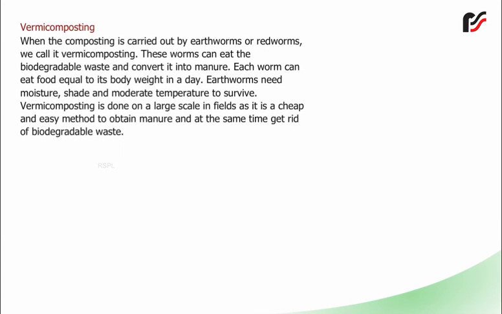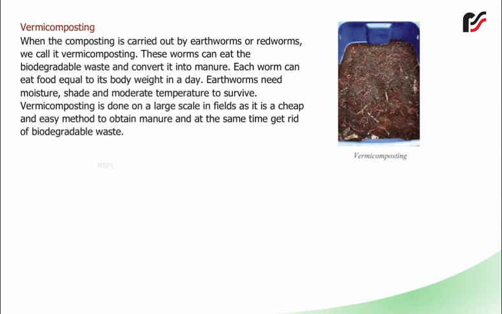Vermicomposting. When the composting is carried out by earthworms or red worms, we call it vermicomposting. These worms can eat the biodegradable waste and convert it into manure. Each worm can eat food equal to its body weight in a day. Earthworms need moisture, shade, and moderate temperature to survive. Vermicomposting is done on a large scale in fields as it is a cheap and easy method to obtain manure and at the same time get rid of biodegradable waste.